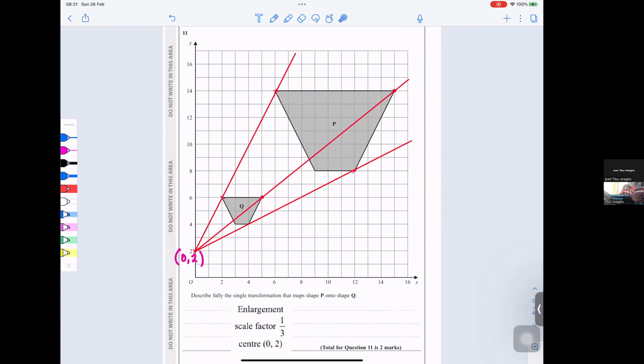Question number 11. Describe fully the single transformation that maps shape P onto shape Q. So the key words there are fully and single transformation. So we want to go from shape P to shape Q. We want to go from the larger shape to the smaller shape. That shape is a trapezium. From the large trapezium to the small trapezium.